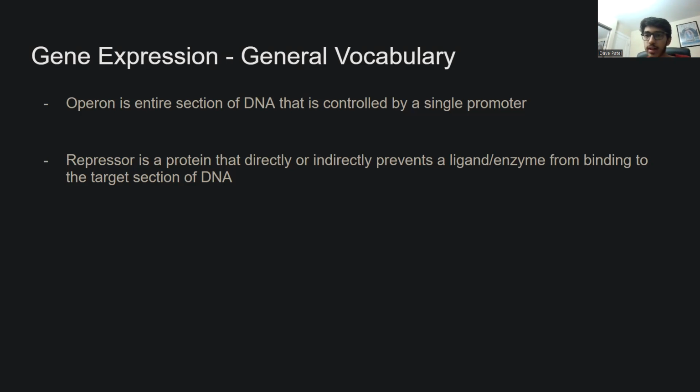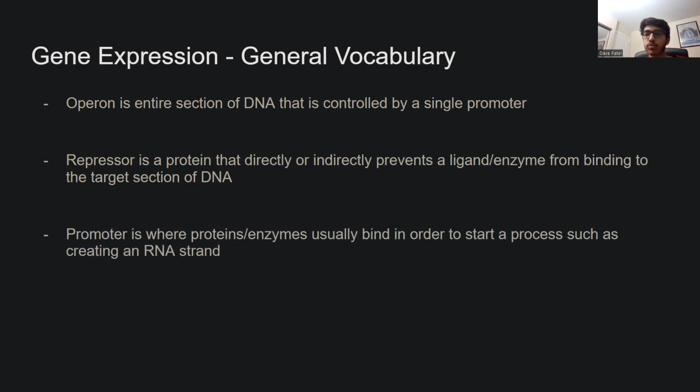Or you have allosteric inhibition, in which the protein goes through the back door, I guess, and it basically changes the shape of the entire protein, preventing the ligand or enzyme from binding to that initial site, just because the shape of it has changed now. But when the repressor binds, it's also going to prevent the expression of the gene.